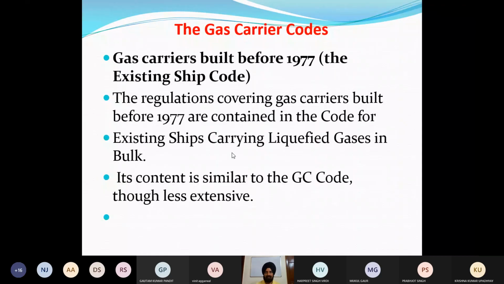And gas carriers built before 76, existing ships, are covered again by the code for existing ships, whose content is similar to the GC code. Of course, you should be bothered about the new ships and the new code. That is what we are going to see. You should be aware that these are the codes which are applicable, and accordingly the certificate of fitness is issued.